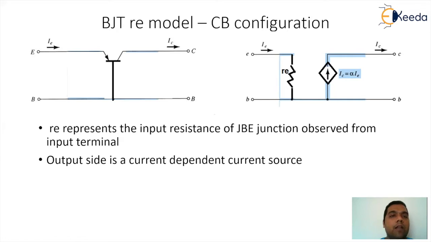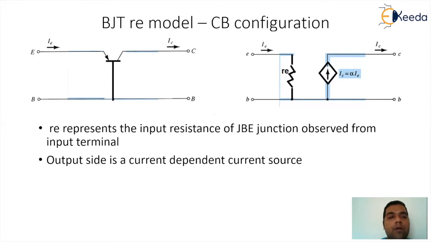So in the RE model, we are first discussing the common base configuration. In common base configuration, the emitter terminal is the input terminal, the collector terminal is the output terminal, and the base is defined as the common terminal. So the emitter current will be incoming, the collector current will be outgoing.